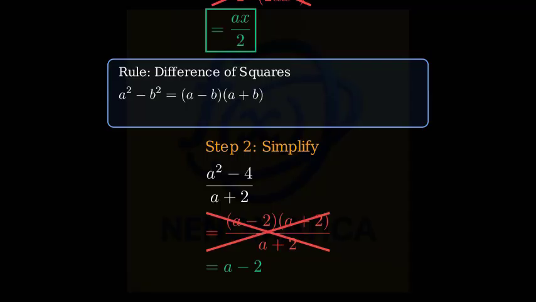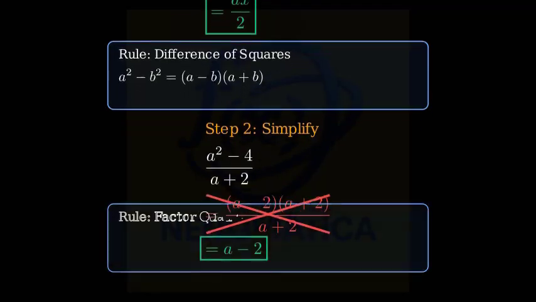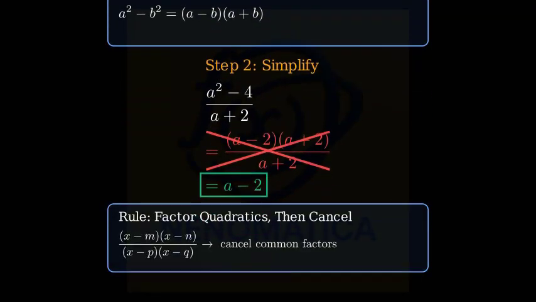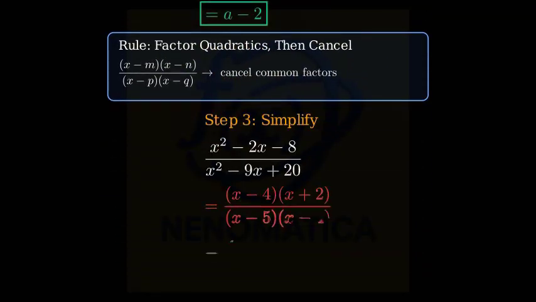Step 2. Simplify the fraction a squared minus 4 over a plus 2. Factor the numerator as a minus 2 times a plus 2. The a plus 2 cancels with the denominator a plus 2. The simplified expression is a minus 2. Final rule, factor quadratics and cancel common factors. We factor the numerator and the denominator into linear factors and then cancel any common factor. Let's apply this in step 3.